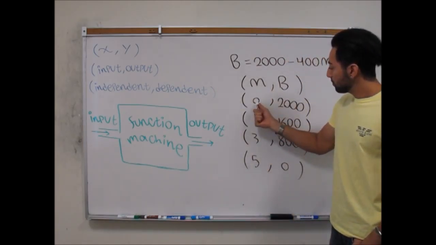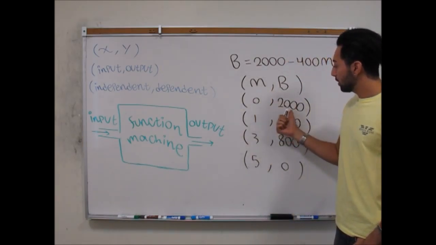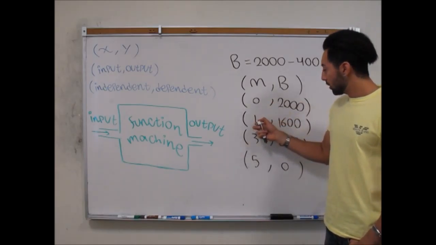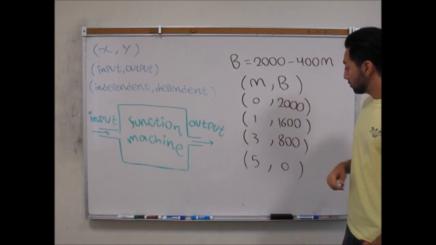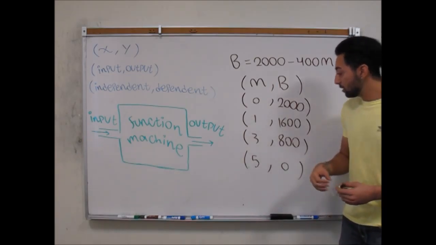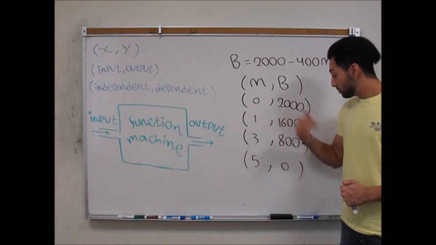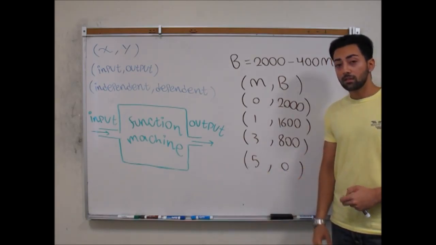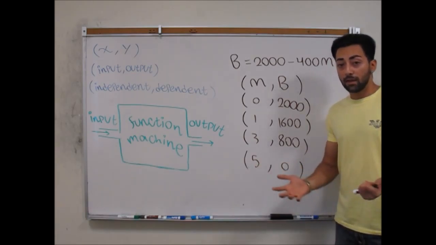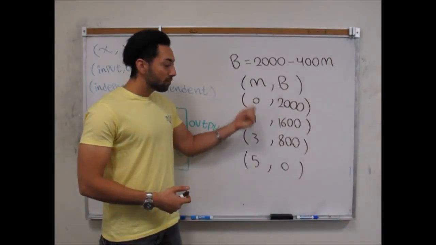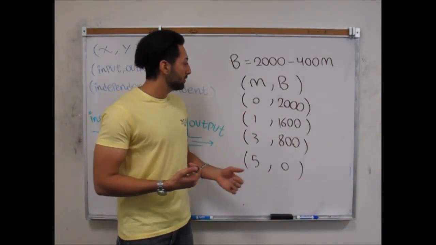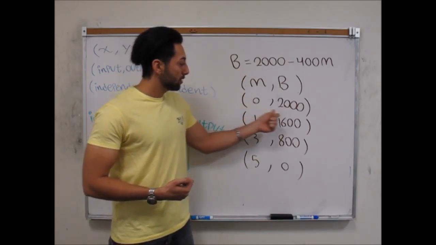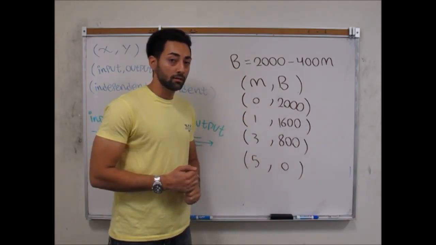So right from the beginning, I could see that I have $2,000 in my bank account. After a month has gone by, I could see that my balance drops to $1,600. After 3 months, it keeps decreasing. Now it's at $800. And after 5 months, I could see that I have no balance in my bank account anymore. So from this, I could see that knowing a given time, I could predict my balance corresponding to that.